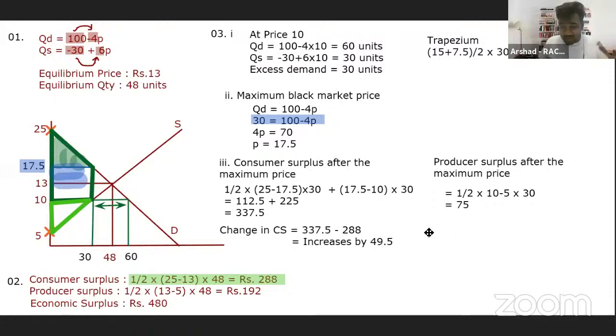I know, guys, I also want to skip and go forward, but so many messages come on the chat box asking for small things. Okay, can you tell me the change in producer surplus? How much is it? The producer surplus earlier is 75. The new one is 192.